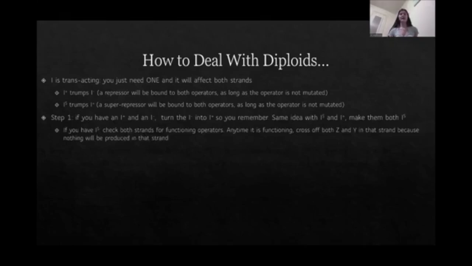So in order to account for this, step 1 is a little bit different than step 1 earlier, in that in order to account for this transacting, I want you to just change it to where both of them say the same exact thing. So for example, if you have an I plus and an I minus, I plus trumps I minus, make them both an I plus. If you have IS and I plus, make them both an IS. Because now we can just look at each strand individually without having to be like, okay, wait, but do I need to look at this top one? No, we don't have to do that. Just change them so they say the same thing, and then you can look at each strand on its own.